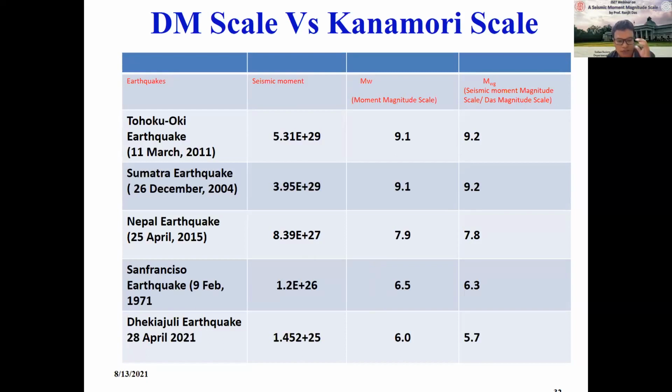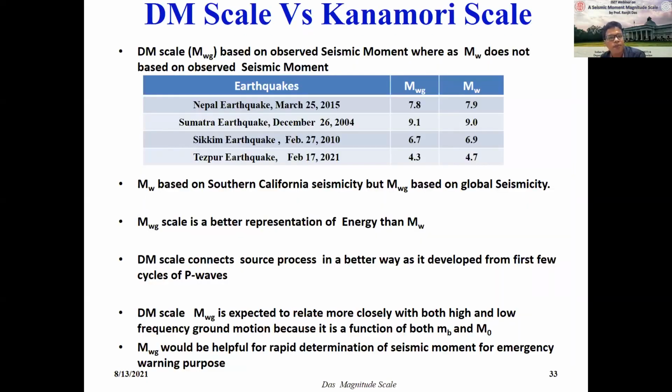In the case of smaller earthquakes, for the intermediate earthquakes, the 6.5 San Francisco earthquake, MW gives 6.5 and we give 6.3. For the Dhikya-Juli earthquake, MW gives 6.0, we provide 5.7. For the Tezpur earthquake, MW gives 4.7, we provide 4.3. So there is a significant difference in the case of smaller earthquakes. In the intermediate earthquakes we have differences up to 0.2, and in the bigger earthquakes a difference of 0.1.